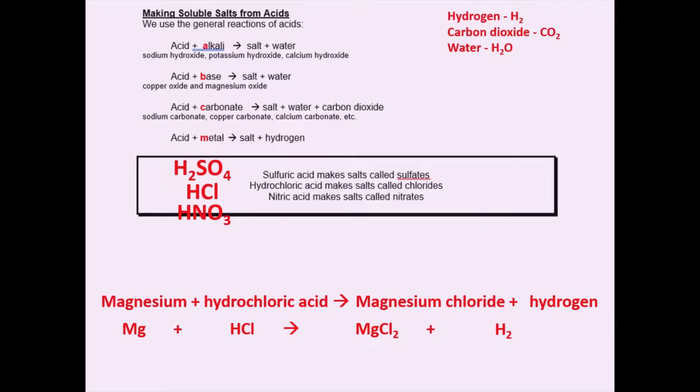Now, the last thing we have to do to get our 3rd mark is balance it. If you look at it, there's 1 hydrogen here, there's 2 over here. Similarly, there's 1 chlorine and 2 here. So we need to double the number of hydrogens and chlorines. We do that, remember, by putting a 2 in front of it. So there's our final balanced equation: Mg plus 2HCl gives us MgCl2 plus H2.